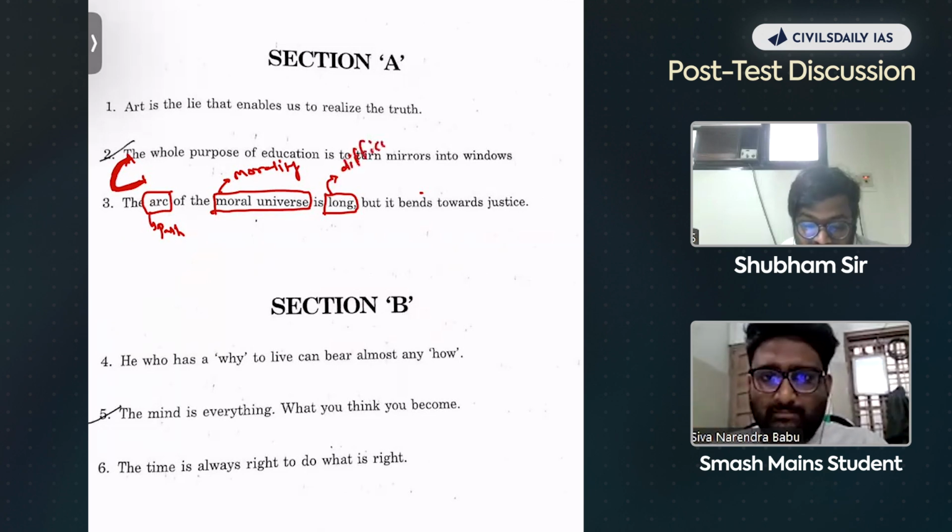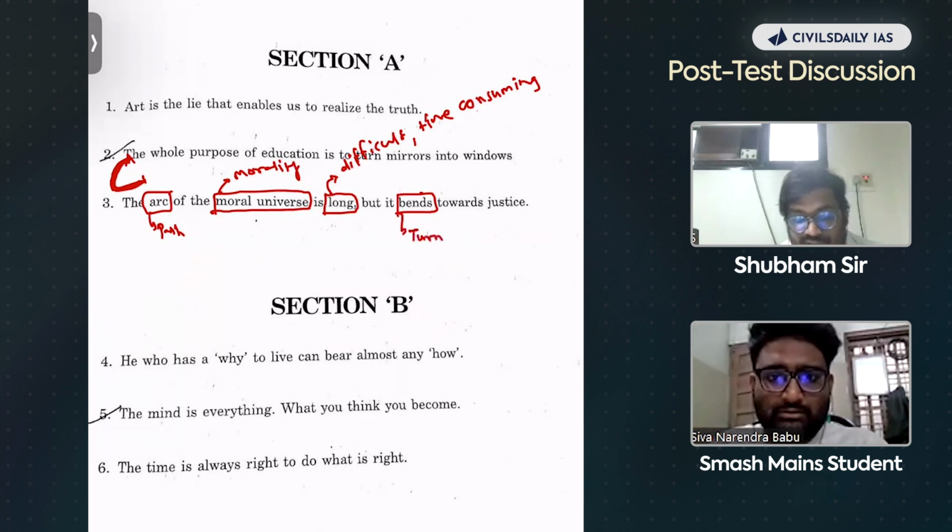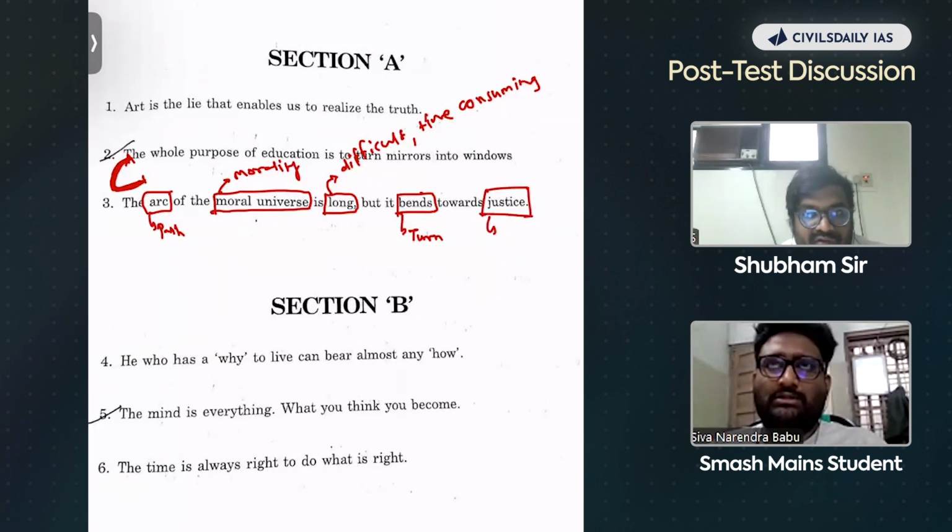Something we can see: difficult, time consuming. Okay. Yes, sir. It bends, it moves towards, bend or going, turn towards justice. So what values can you attach to this, or what synonym can you attach to this? Justice means equality, compassion, empathy, everything comes.